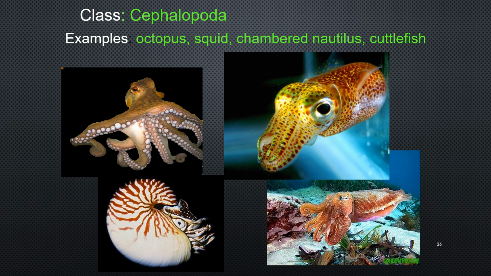Okay, class Cephalopoda. These are our squids, our nautilus, our cuttlefish, and our octopus. Remember, we keep talking about cephalization, meaning a centralized ganglia or a brain. Well, this group is called cephalopod, brain, foot, because it has the foot, but these are very intelligent creatures.